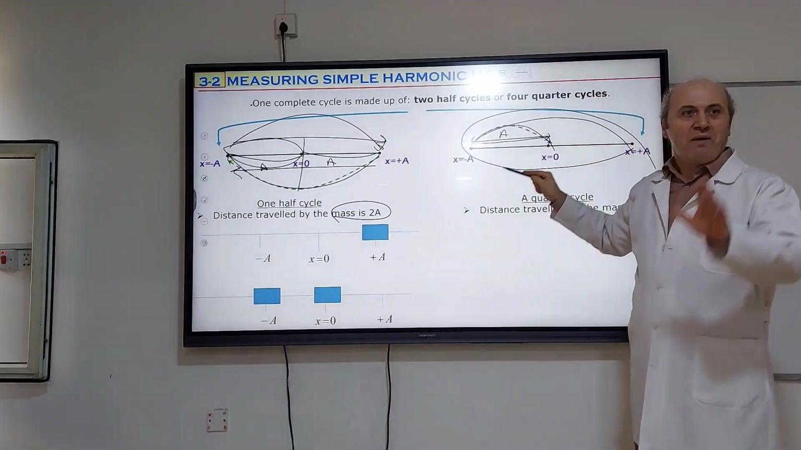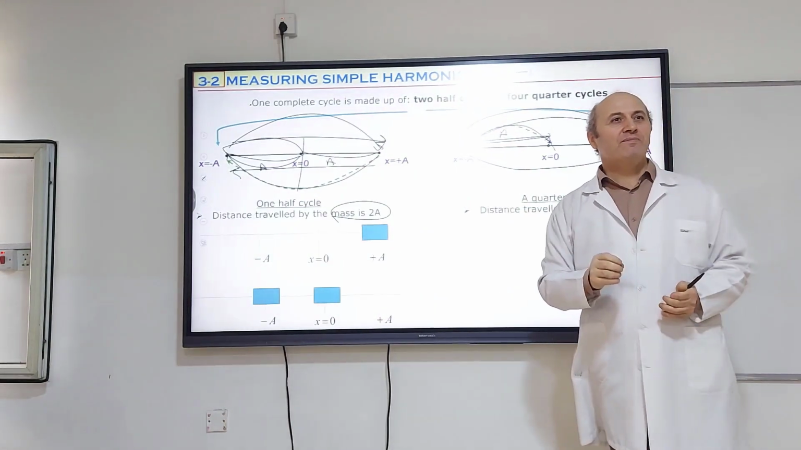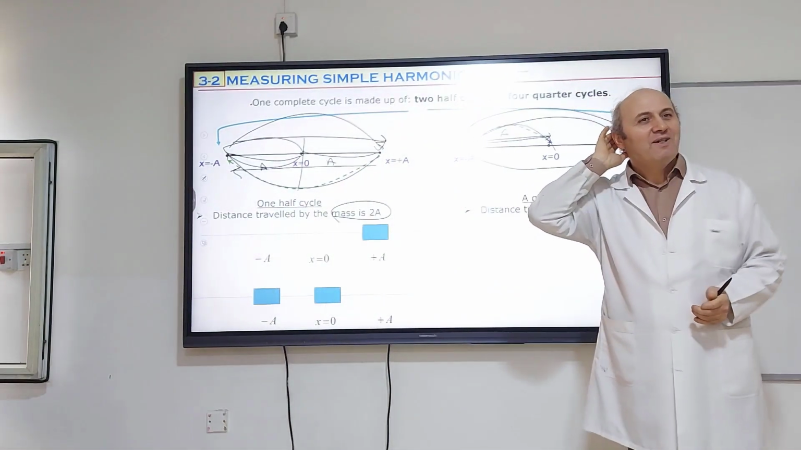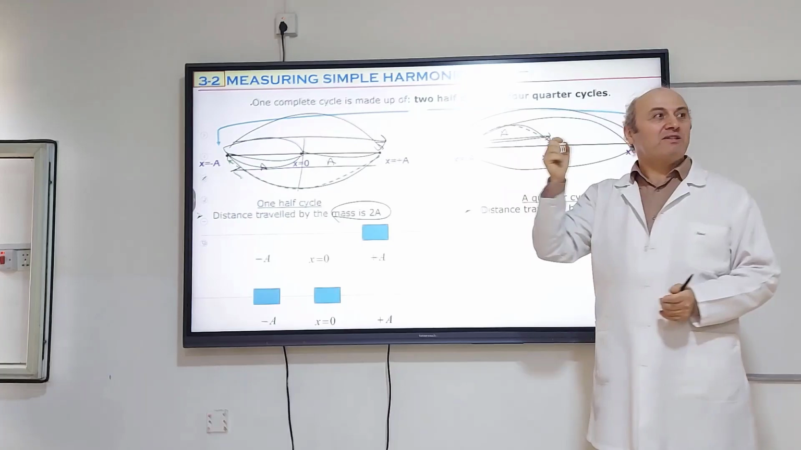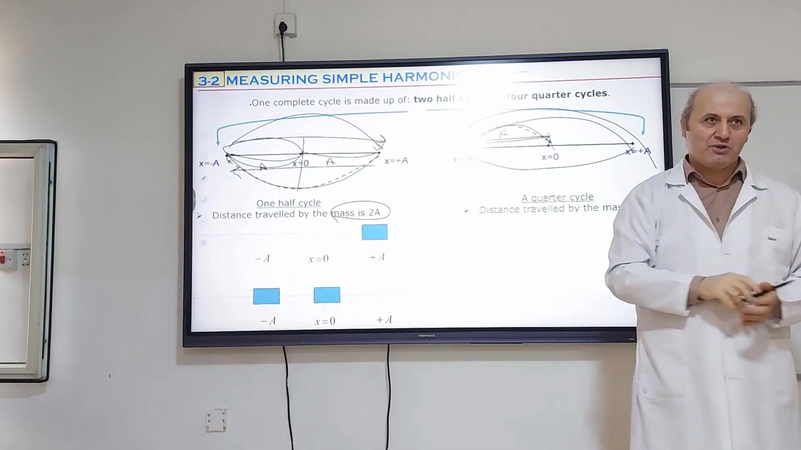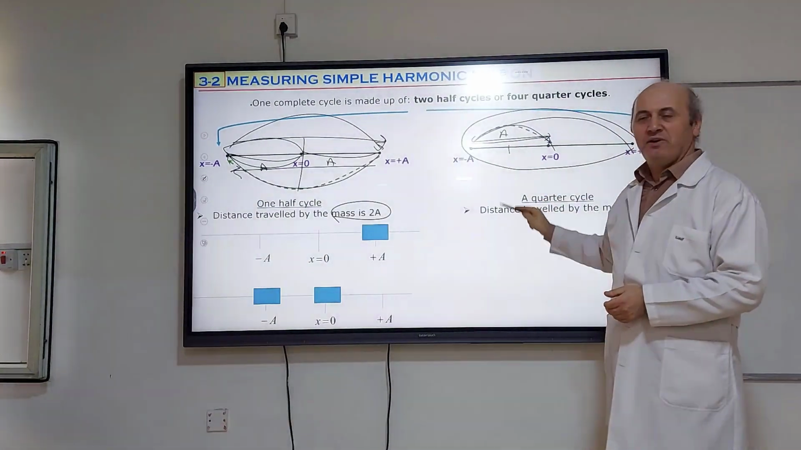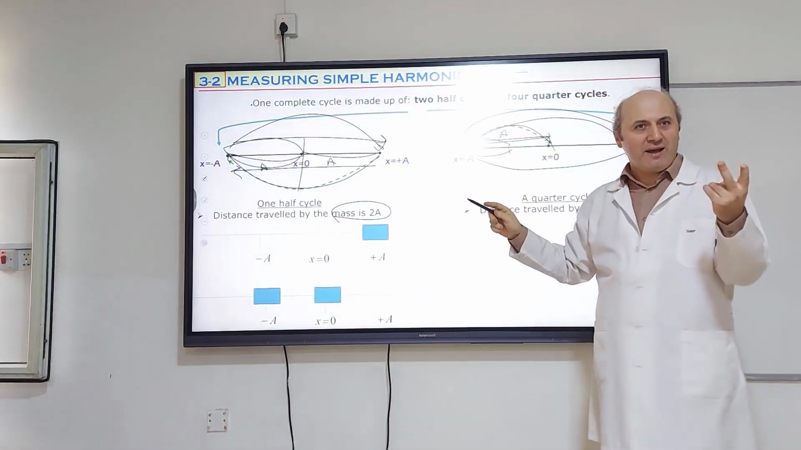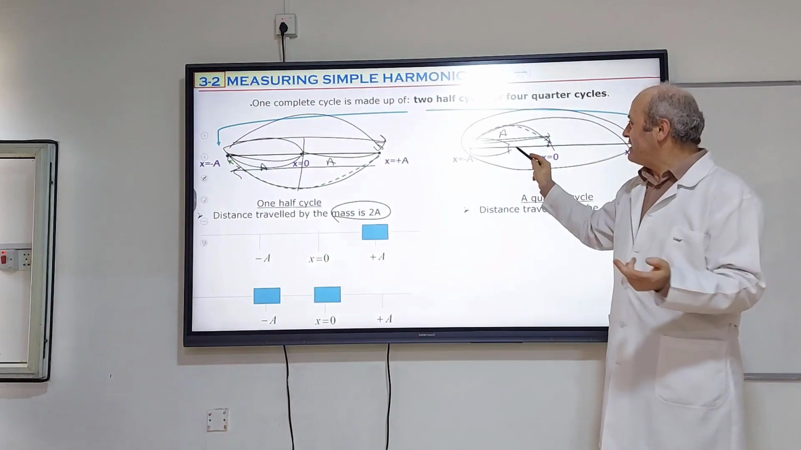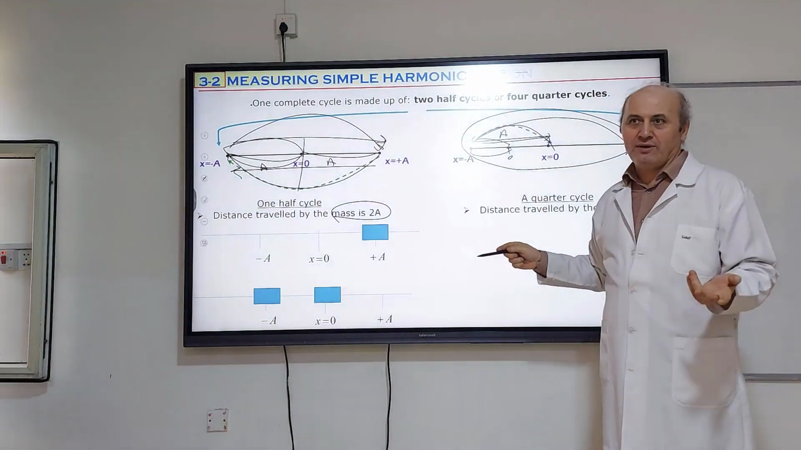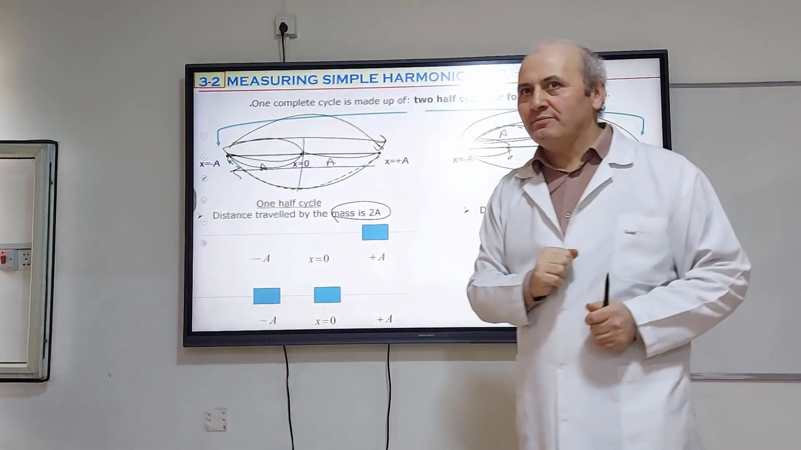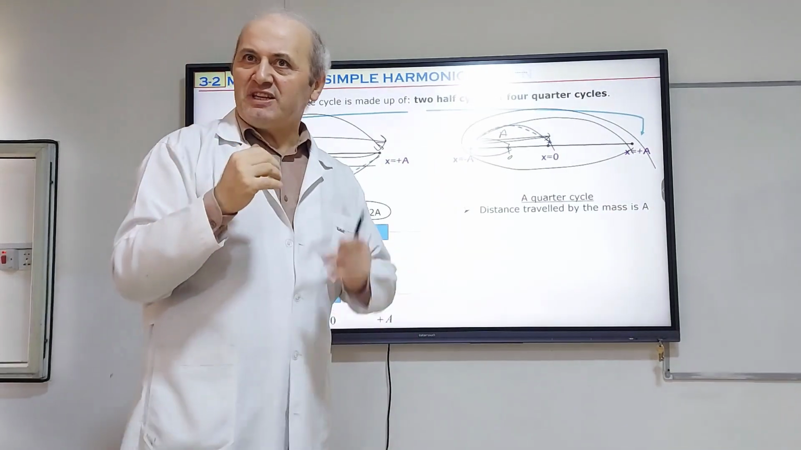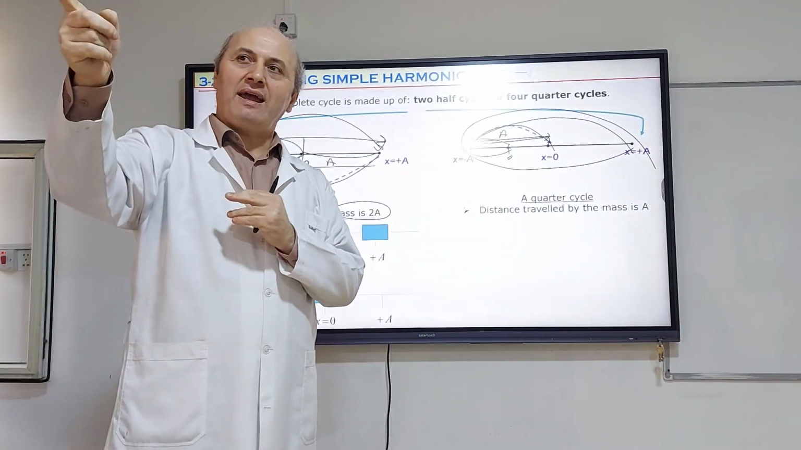Longest displacement can be A, but the smallest displacement, again 0. If the object starts from here, say A over 2 plus A over 2, total is 1A, that is a quarter cycle. Net displacement is what? Again 0. So for a quarter cycle, the displacement can change between 0 and A.